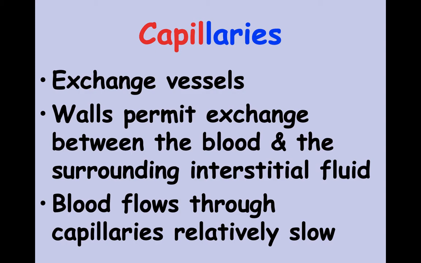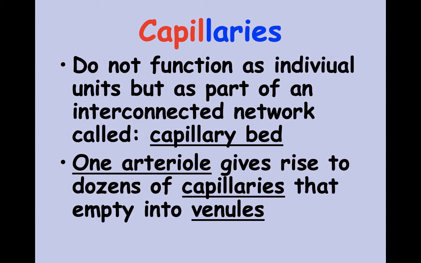Blood flows through capillaries pretty slow so that the exchange can happen. Arteries, veins, especially arteries, the blood is really pumping fast, but capillaries pretty slow. They usually do not function as an individual unit, more of a capillary bed, which I'm going to show you. Usually one arteriole, which is a little tiny artery, gives rise to lots of capillaries, and then the capillaries will feed into eventually one little tiny venule, and then back to the big veins.